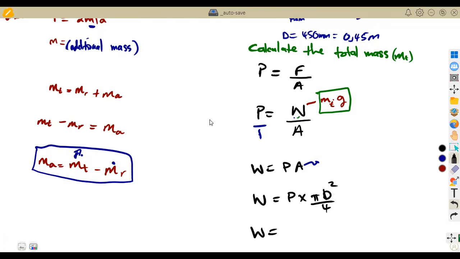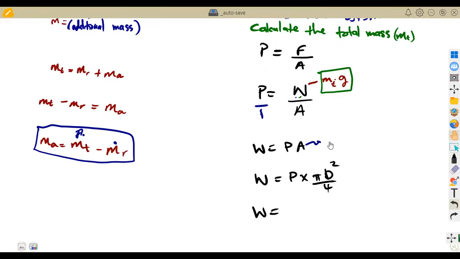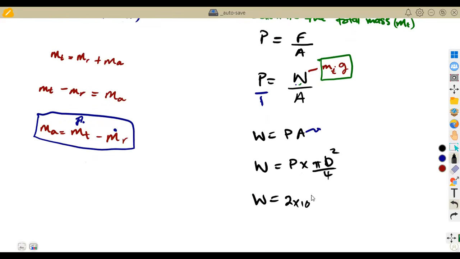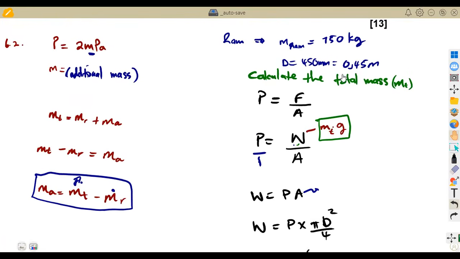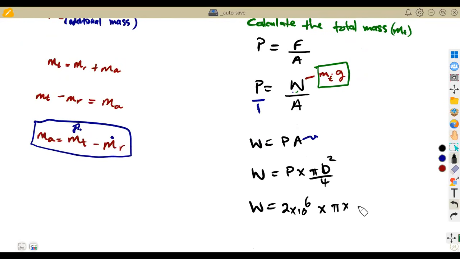So let us substitute so that we calculate the weight in this case. The weight from the pressure that we are given: our pressure is 2 megapascal, which is 2 times 10 to the exponent of 6, times the area, which is pi times d squared. Remember, we're given the diameter of 0.45, so 0.45 squared over 4 in this case. That was going to give us the total weight, which was going to be 318086.2562 in Newton.